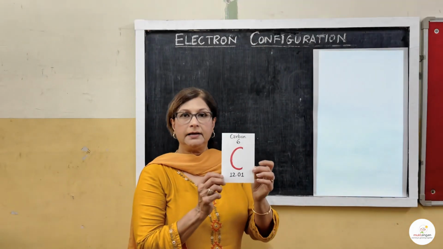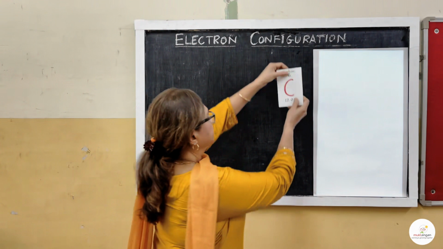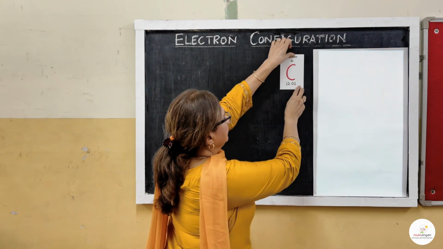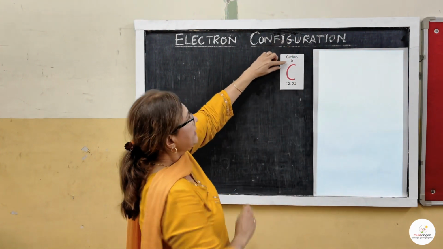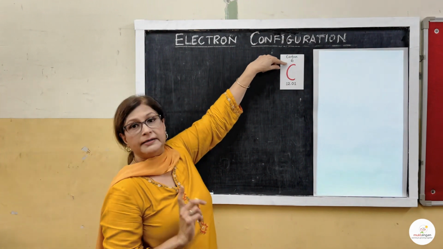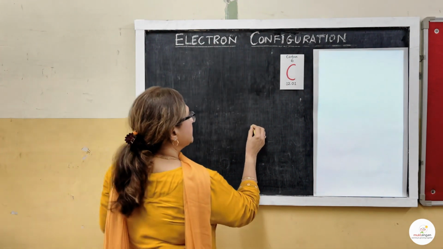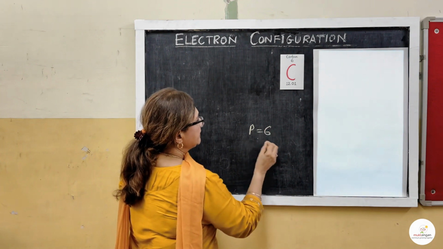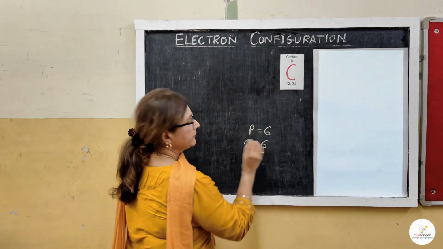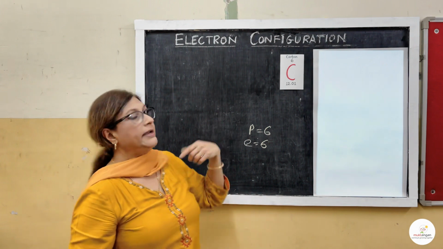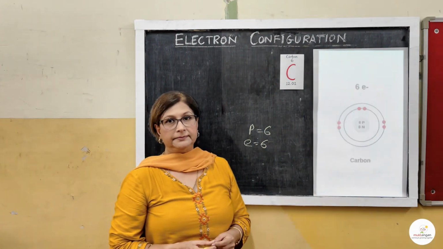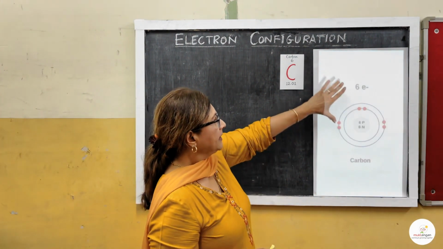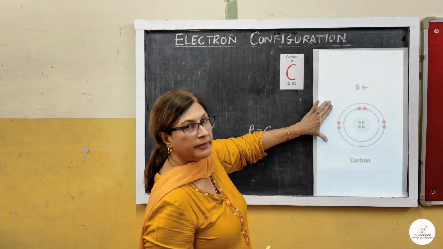Let's look at the carbon atom now. As you can see, the atomic number of carbon is 6. That means carbon has 6 protons and 6 electrons. Let's look at the electronic configuration of carbon. As you can see, this is the configuration of carbon given.